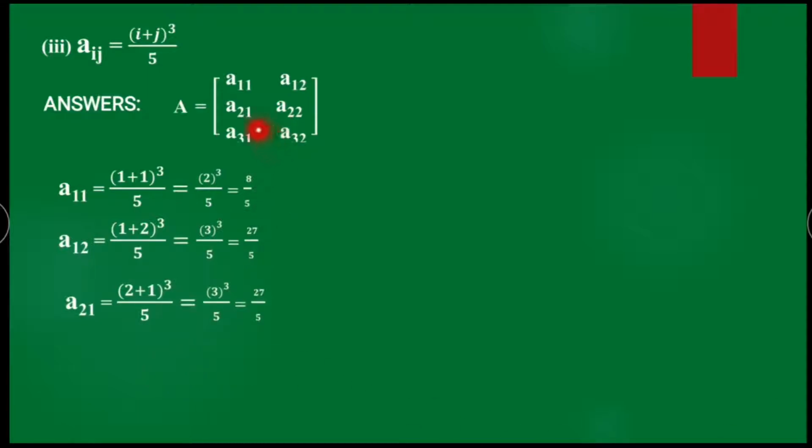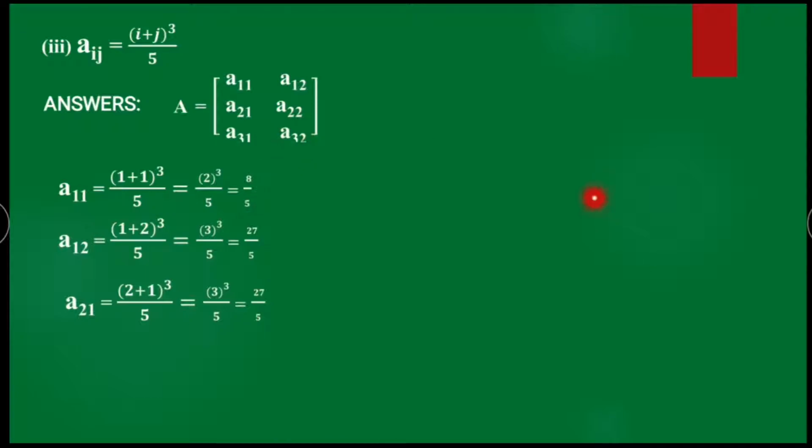Then next we find A21. So for finding A21 we write i as 2, j as 1. So 2 plus 1 which is 3. So 3 cube we write 27. So write in denominator 5. So 27 upon 5 is the value of A21.